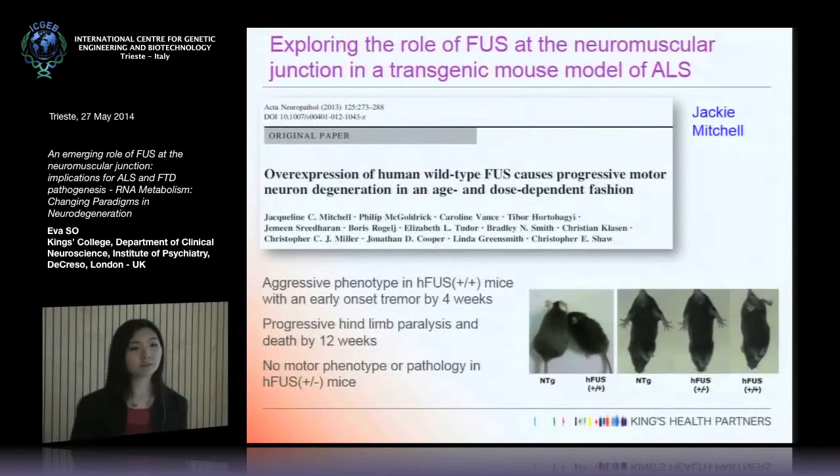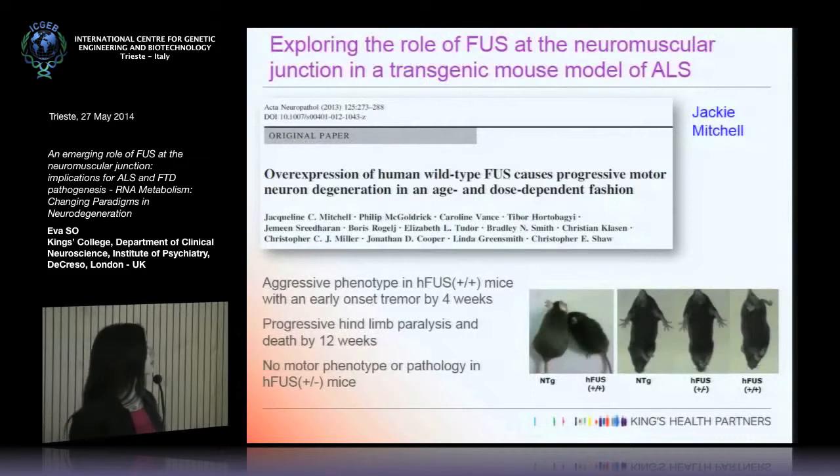So I was very interested to look at the role of FUS at the neuromuscular junction, and the transgenic models I used are these transgenic mouse models of ALS, which overexpress the human wild-type FUS. These mice were generated by Jackie Mitchell in our group, who published these mice last year. In the homozygous mice, these mice have an aggressive phenotype with an early onset tremor by 4 weeks, followed by progressive hind limb paralysis and death by 12 weeks.